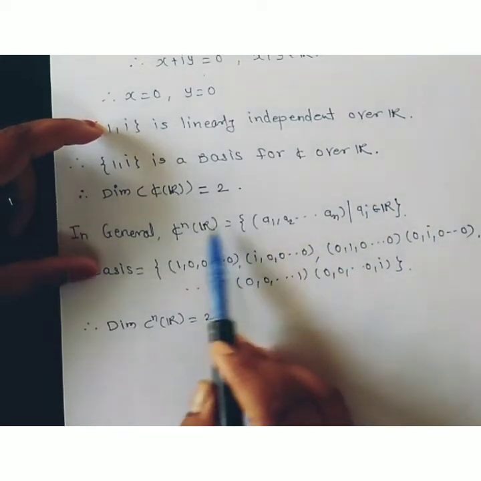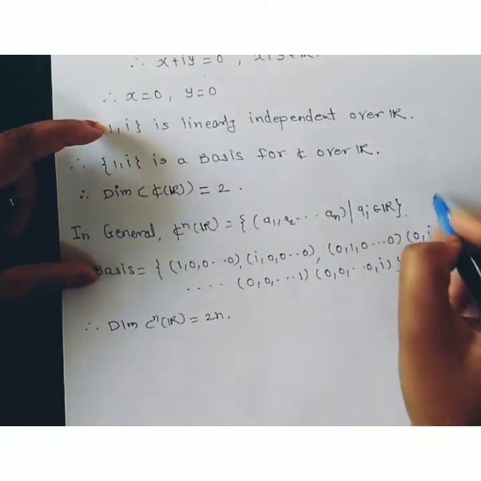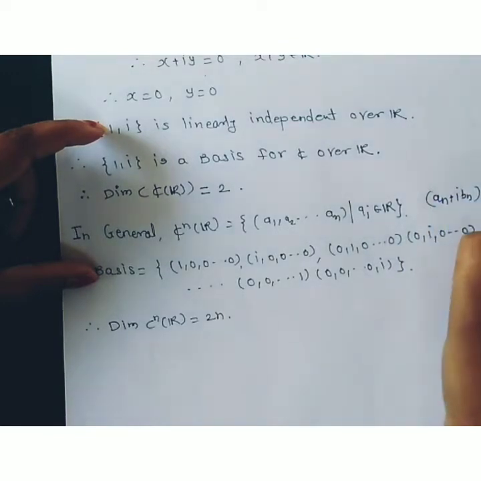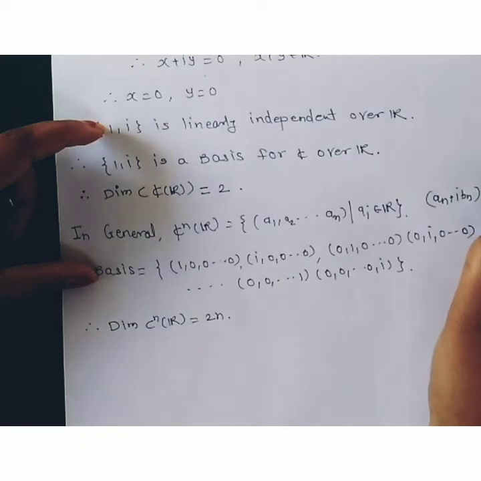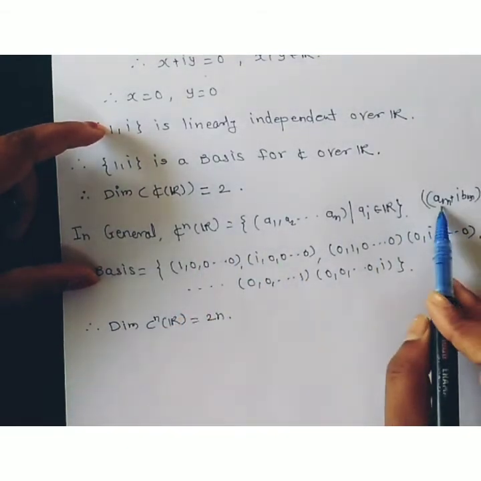Therefore, if we consider the elements of C^n, they look like this: a_m plus i b_m, where m is equal to 1, 2, up to n. So every element of C^n is like that.